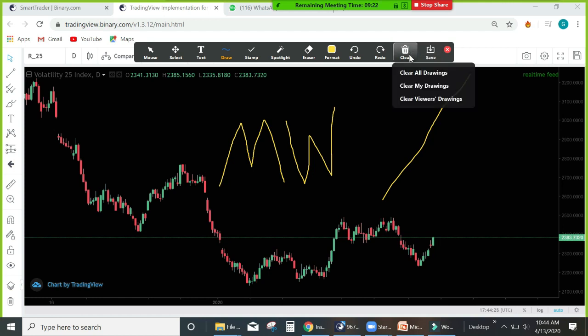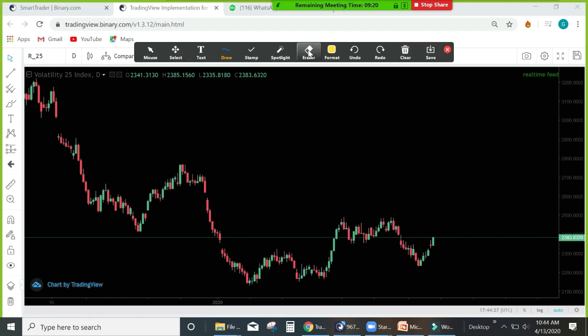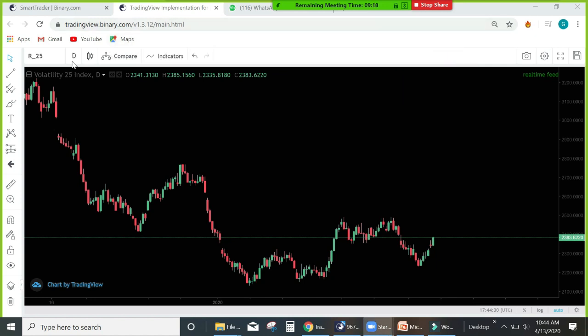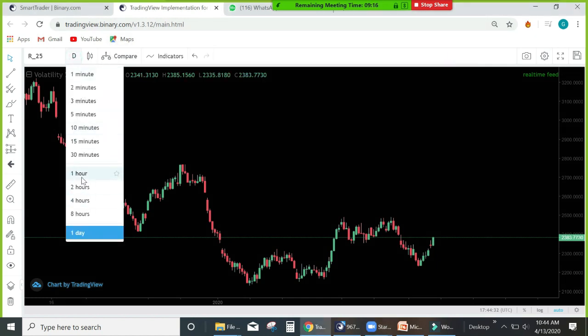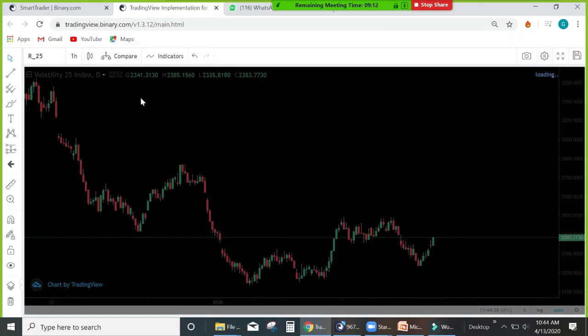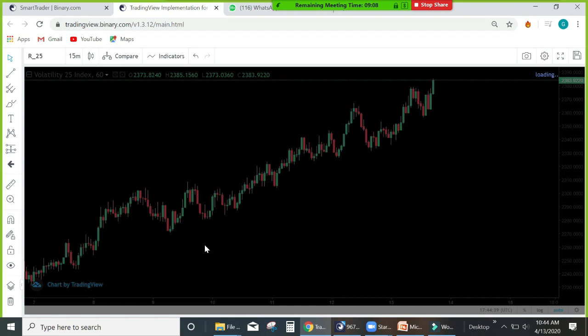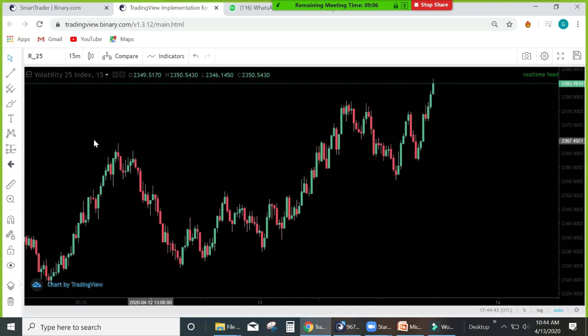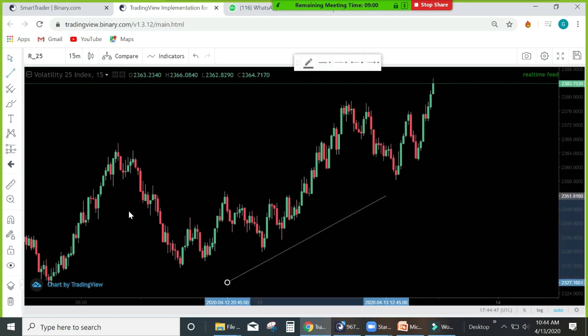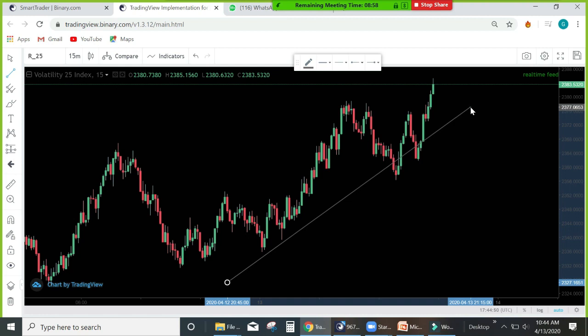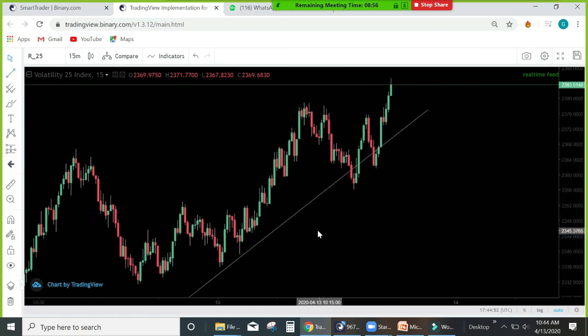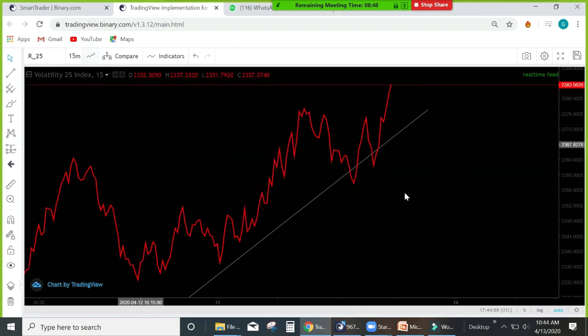Let me show you some examples. Okay, let me turn this into 1 hour or 15 minutes. So as you see, the market is up. That's why volatilities always go up. You see, volatilities always go up. Okay, and what you see here is a W pattern. As you see the W pattern, let me show you as a line. You see here.